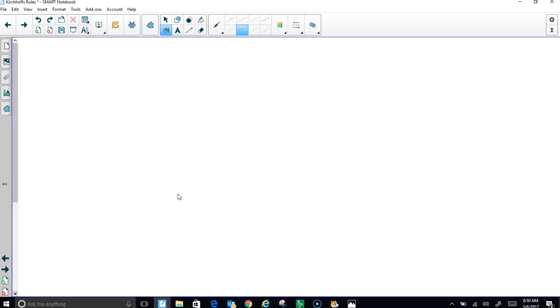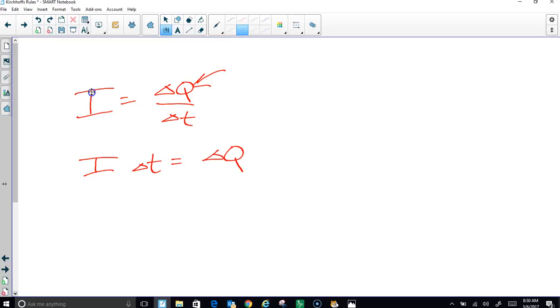Okay, so we know current is delta Q over delta T, so they're asking for that. So current times delta T will give us delta Q. Of course, that's going to be 17 amps times, careful on this one, 0.0015 seconds. Turn the 1.5 milliseconds into seconds, move it 3 places to the left.